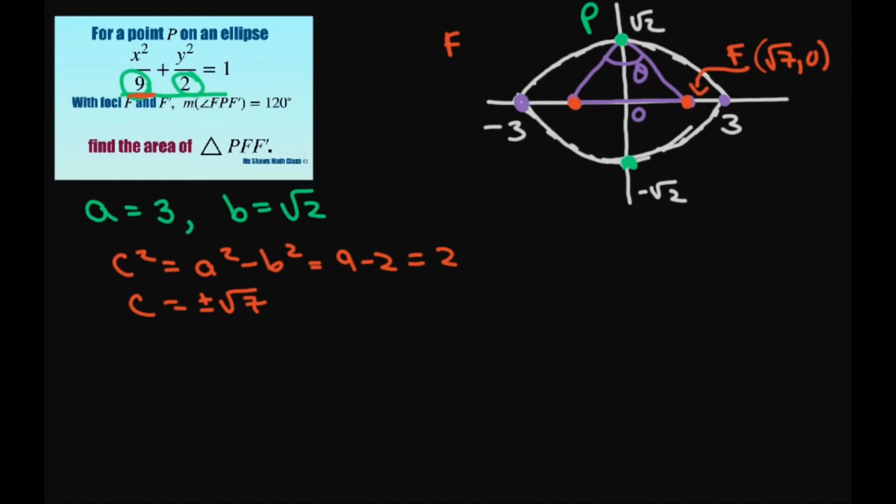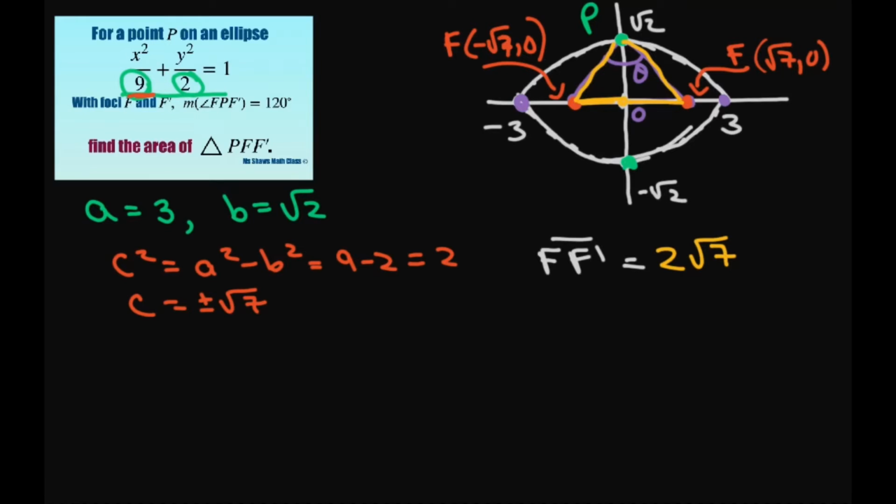I'll draw a little arrow here. This is going to be negative square root of 7, comma 0. Now, this length here is going to be 2 times square root of 7. If you do the F F prime line segment, this is square root of 7 and this is square root of 7, so that's just going to be 2 times square root of 7 for that whole length. Because again, we're trying to find the area of this triangle here.